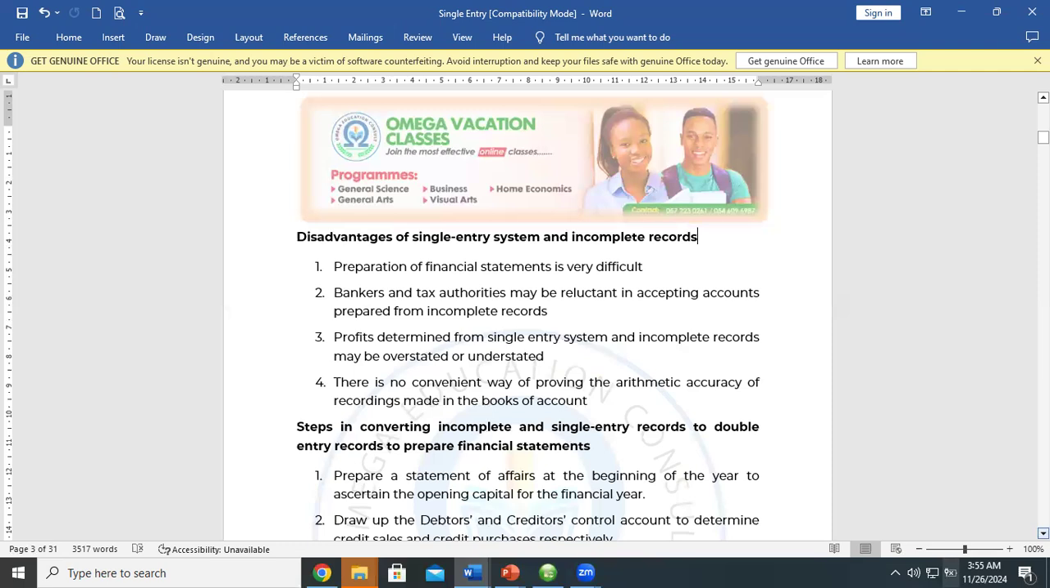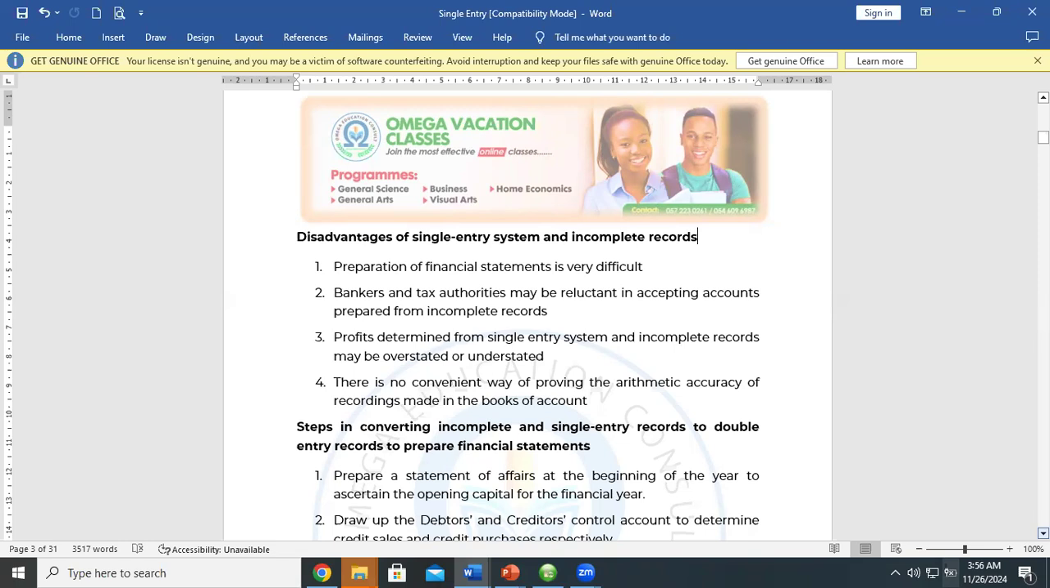Awesome, great. So, dear professors, some of these points are very simple. Others, I'll take my time and give examples and scenarios for you to understand. So, the first one says that if you are using the single entry system, which will lead to incomplete records, preparing your financial statement is very tedious. Now, let me give you the clearer picture. The clearer picture here is that any business that uses the single entry, this is what is going to happen.